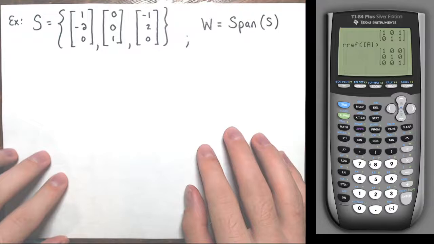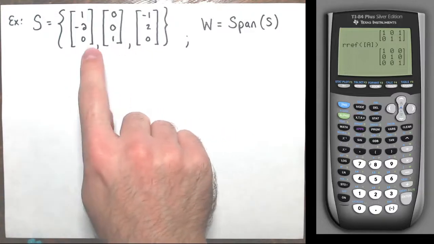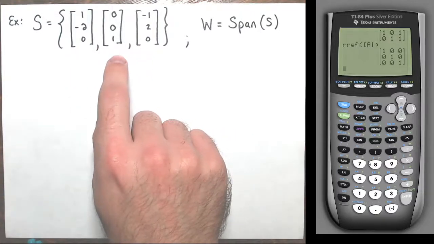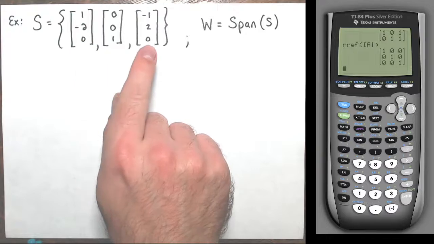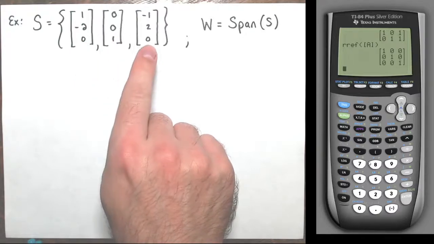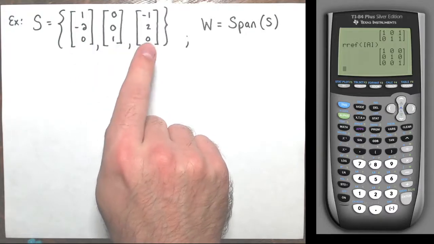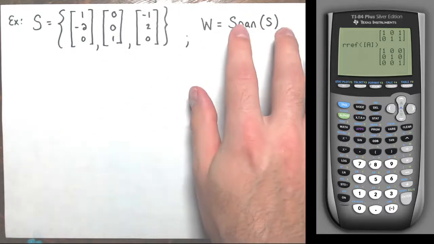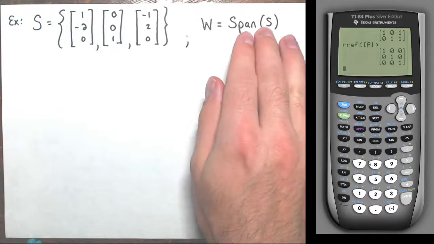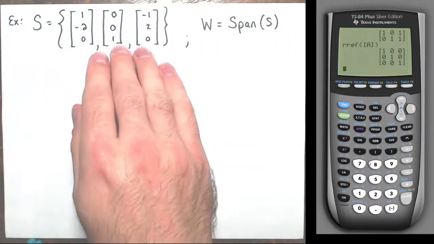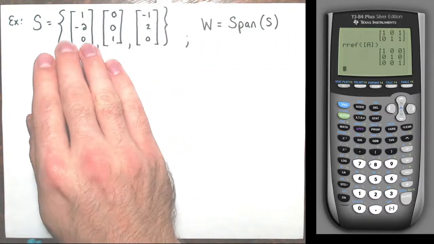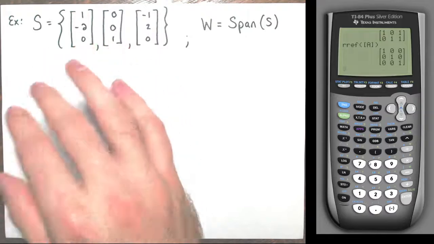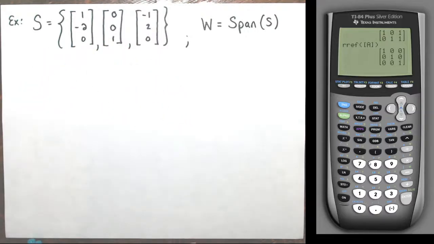Next one. So again, another set of 3 vectors from R3. And I hope it's obvious that the first and third vector here are just negative 1 times each other. Right? So one of those is not going to be necessary, but we're going to see that in a second. And then W is again the span of S, the set of all the linear combinations of these 3. Now the question is, can linear combinations of these 3 be written as linear combinations of a smaller number of vectors? And this time the answer is going to be yes.